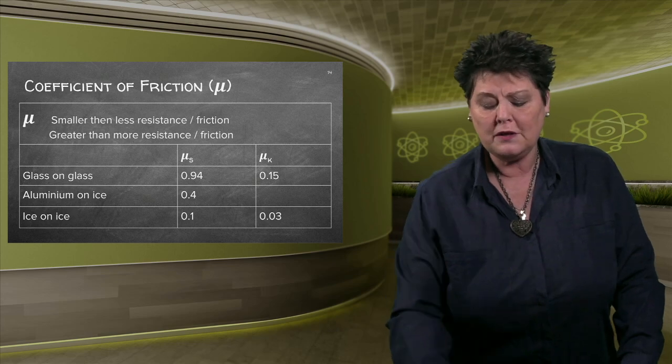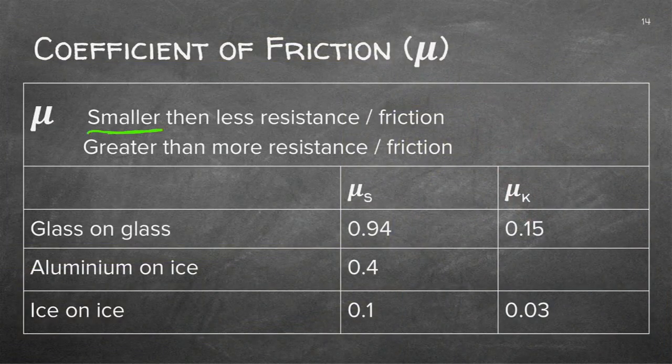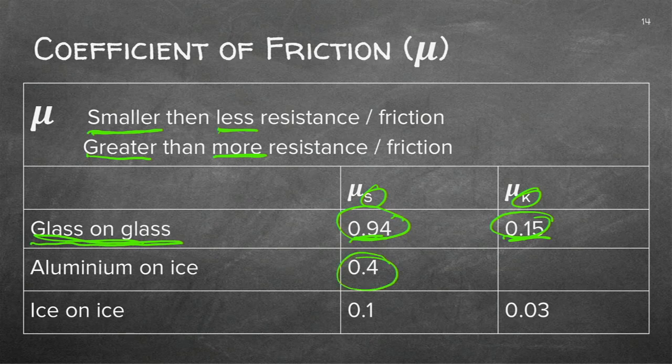The coefficient is smaller when there's less resistance. That makes sense. It's greater if there's more resistance or more friction. And I took three values of static and kinetic. For instance, when glass moves on glass, can you see it's different when it's static and when it's kinetic? You don't have to know these values. This is just an indication to show you what the coefficient is. Aluminium on ice and ice on ice.